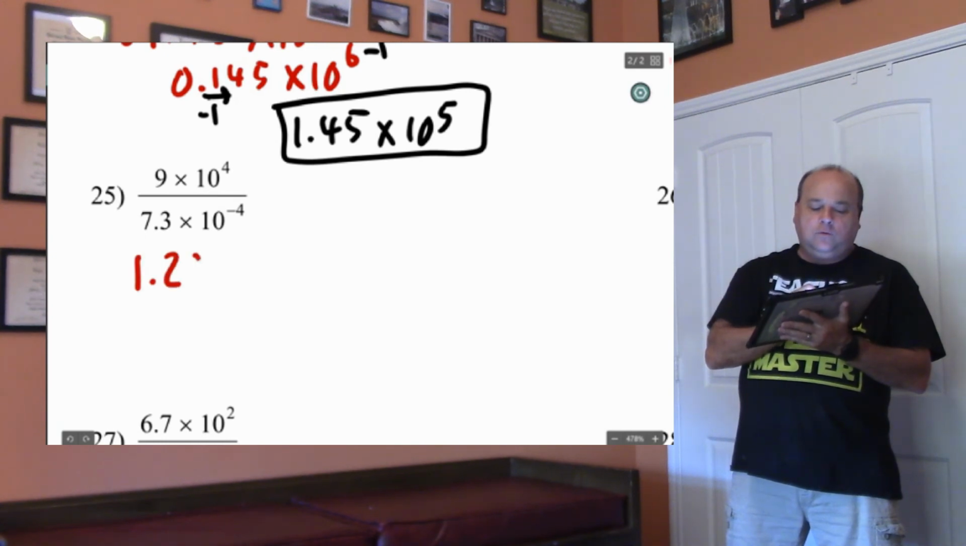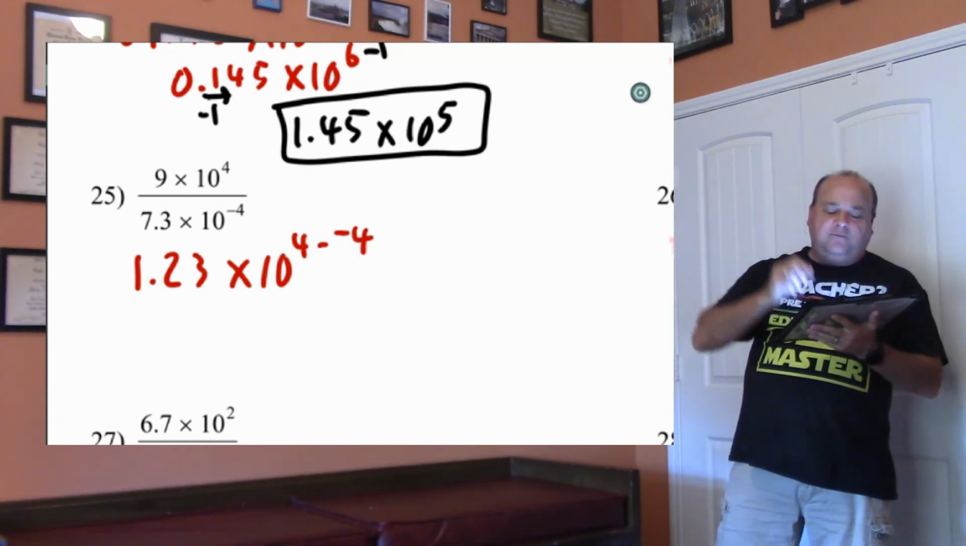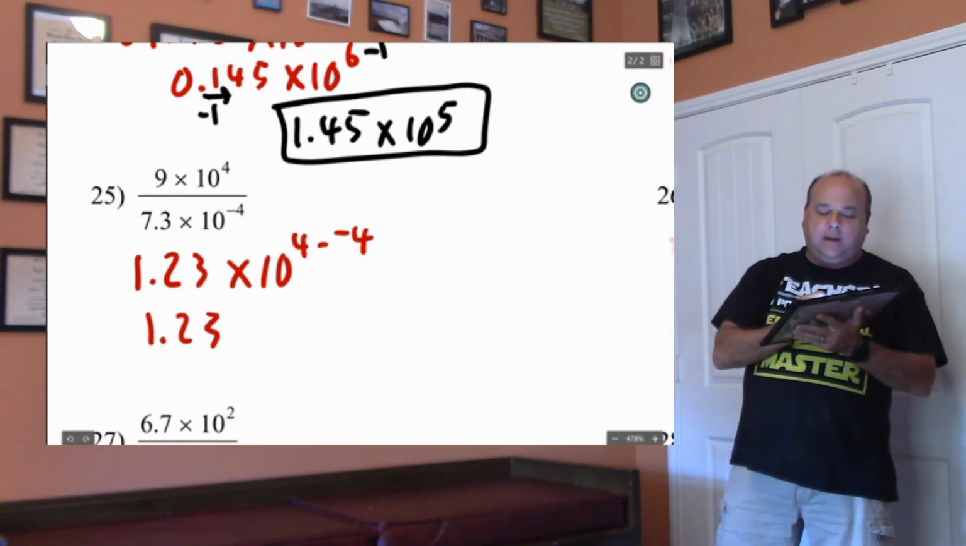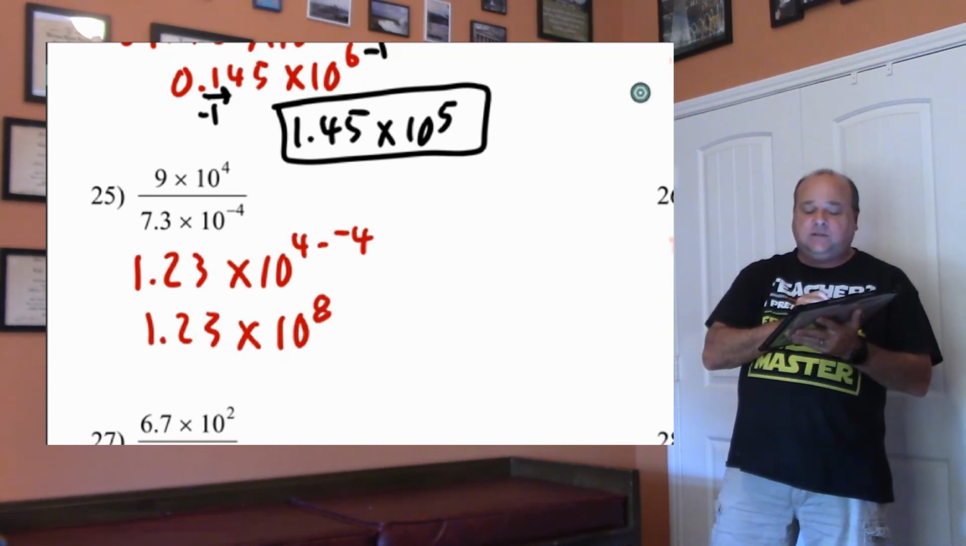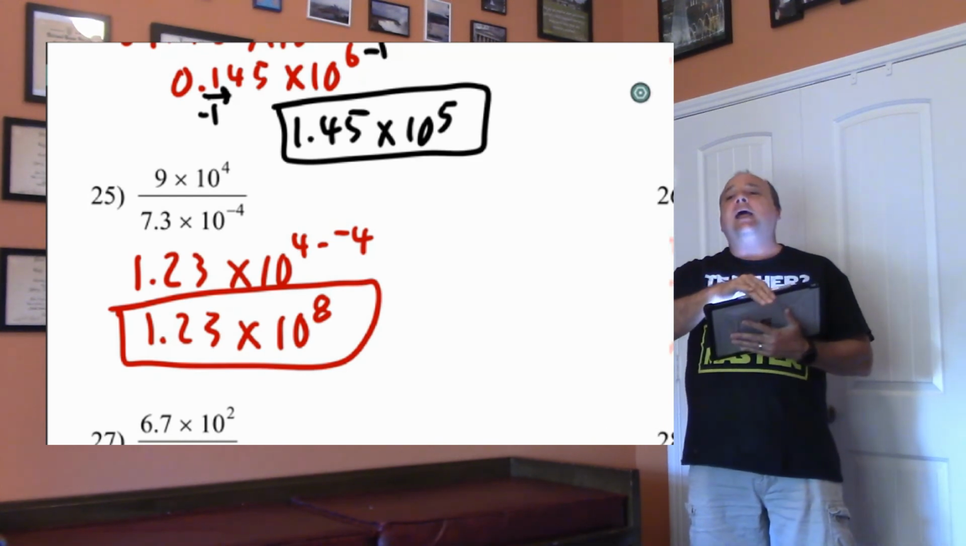So 1.23 times 10 to the 4 minus negative 4. So I'm doing 4 minus the negative 4. That's going to be 1.23 times 10 to the 8th power. Notice our decimal is in the right spot. This is the answer. What a blast.